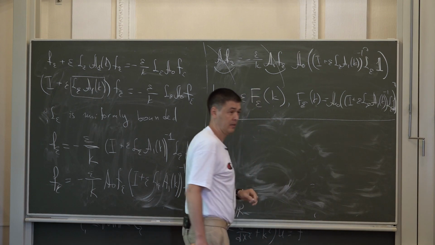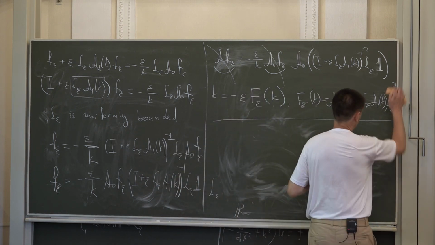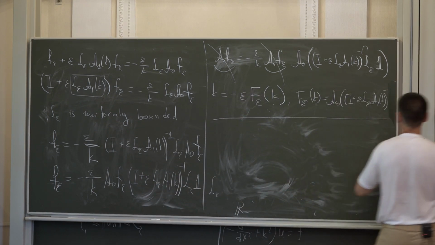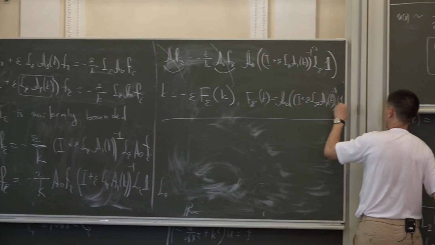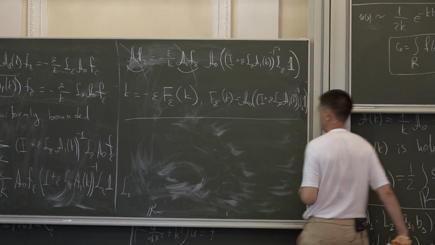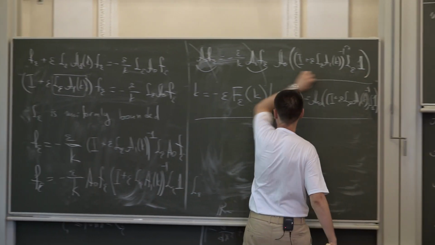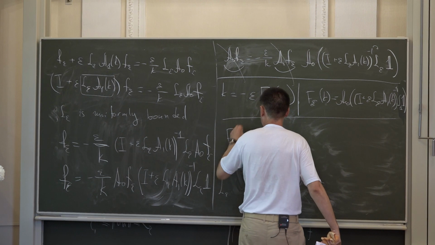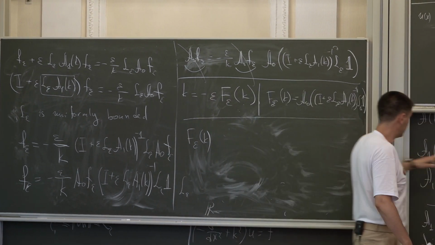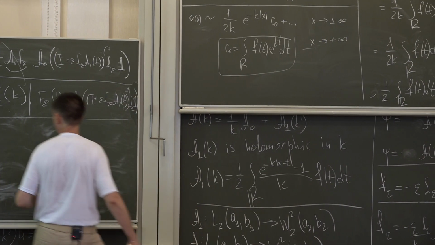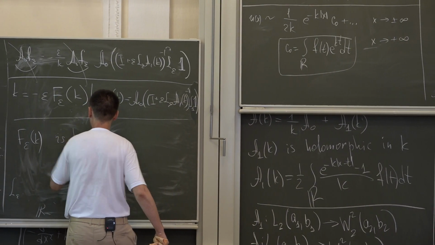But now, yes, L epsilon applied to 1. And just owing to the properties of A1, since it's holomorphic in k, F epsilon is also holomorphic in k.